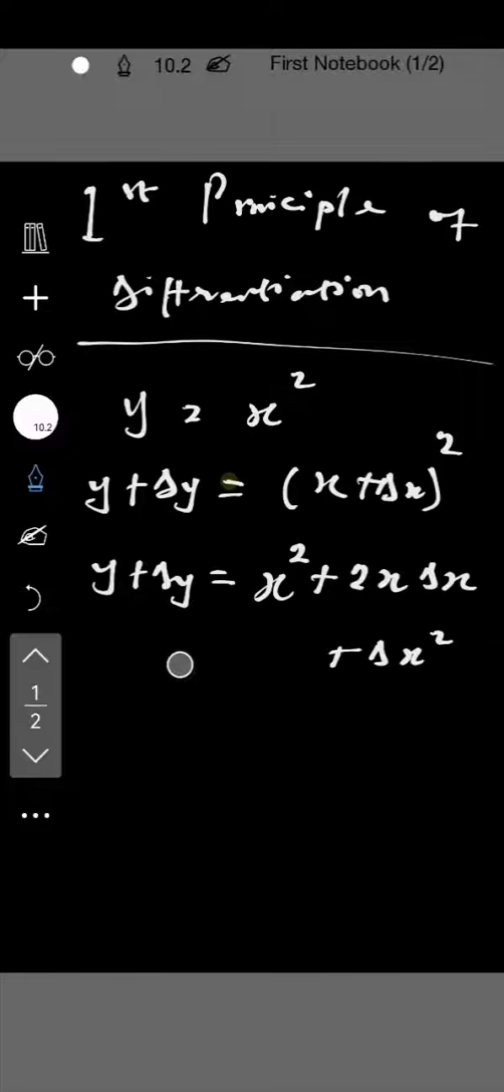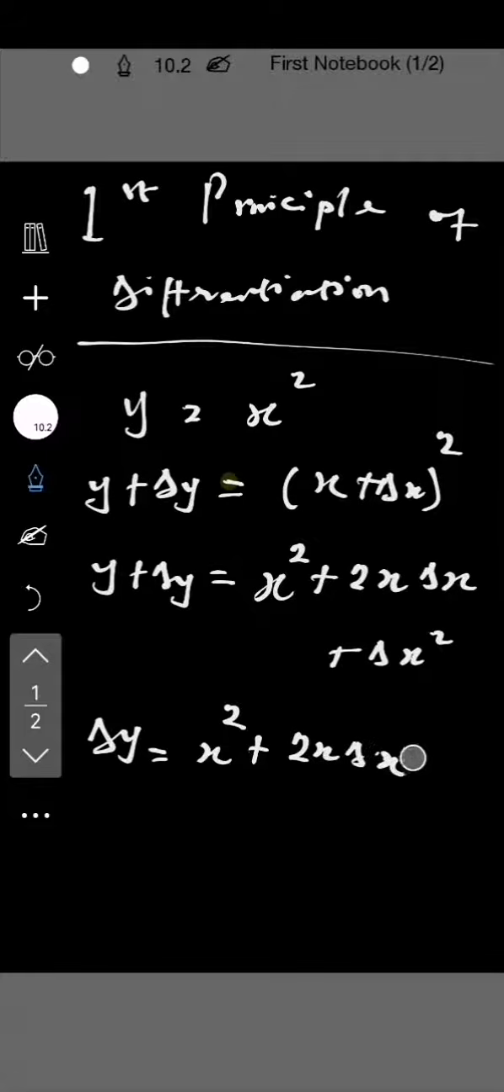Now the next thing, since we're looking for dy over dx, you make change in y subject of the formula on the left hand side of the equation. So you simply transfer y to the other side of the equation. So you're going to have change in y is equal to x squared plus 2x change in x plus change in x squared minus y. So if y crosses over, it becomes minus.